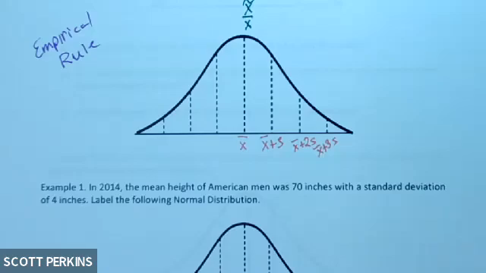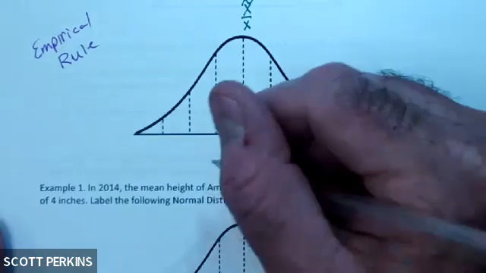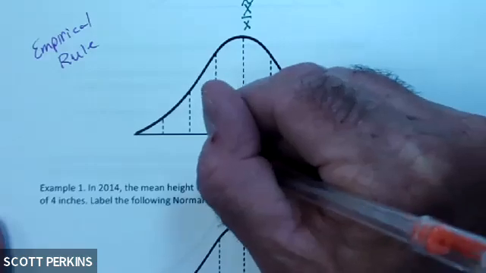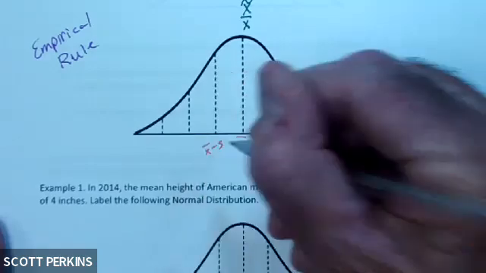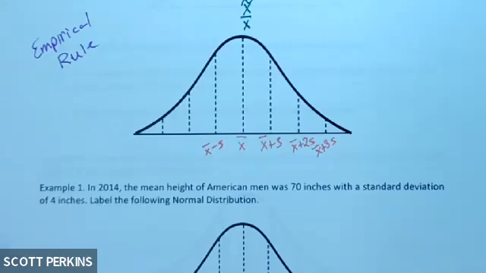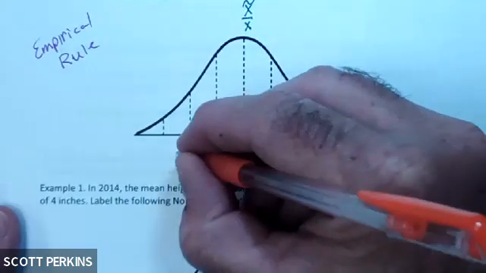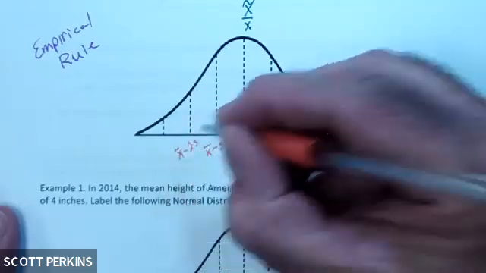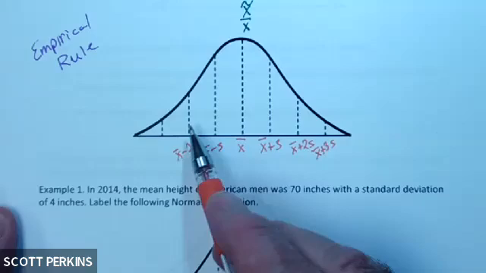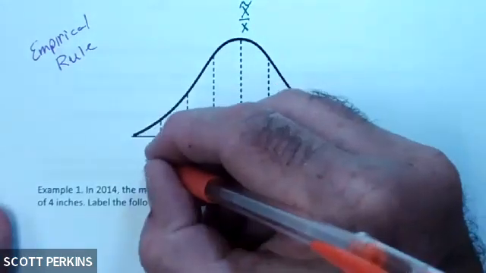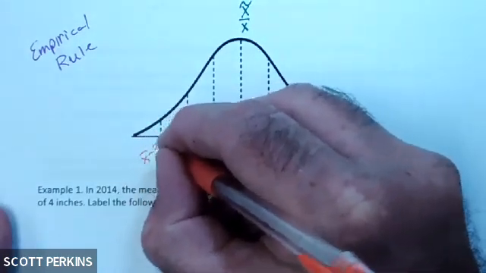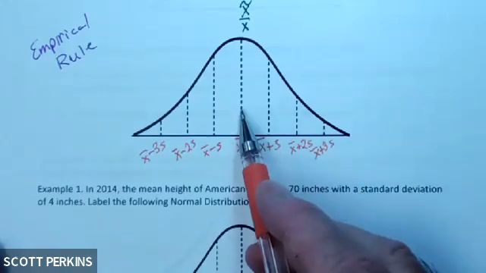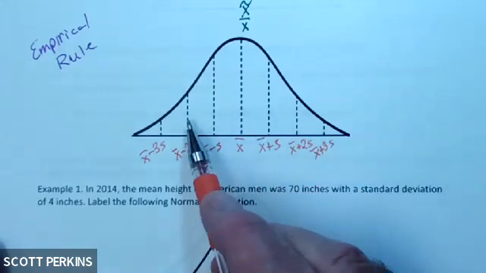We can do the same thing going below the mean. So this first line to the left is the mean minus 1 standard deviation, x bar minus s. This next one is x bar minus 2 standard deviations. Again, I've gone 2 hops from the middle of the curve. And then the last one is x bar minus 3 standard deviations. Again, if I start at the mean, I've gone 3 hops to the left.